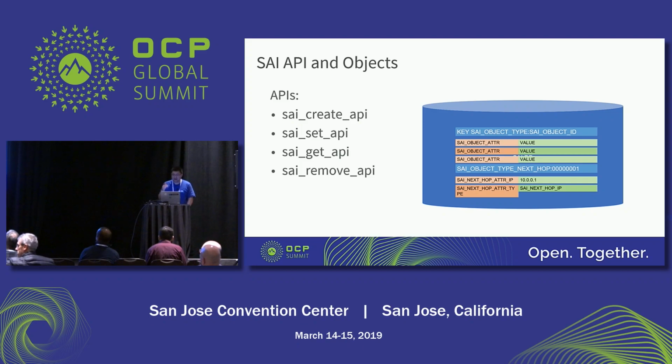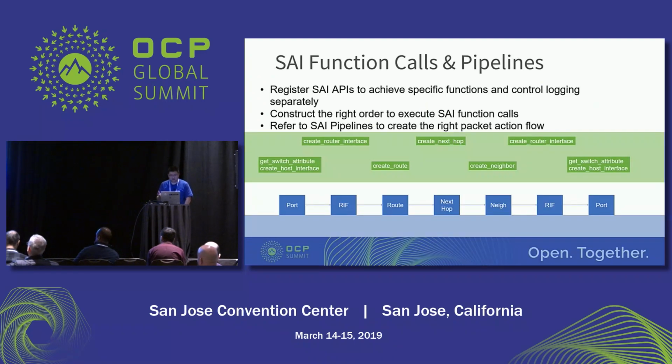If you look below, there is a typical example object called the next hop. When you create the next hop, you get an object ID, which is 0001. When you create the object, you supply a set of attributes. In this case, you supply the IP address of the next hop and the next hop type. Once you call the create API, it will give you an object ID. Later, you can use that object ID to set, get, and remove. So this is basically how SAI objects and APIs work.